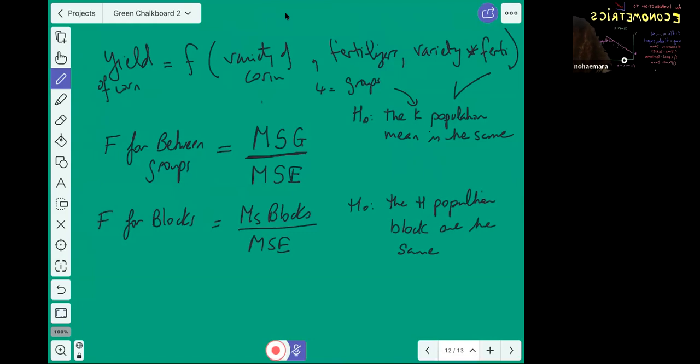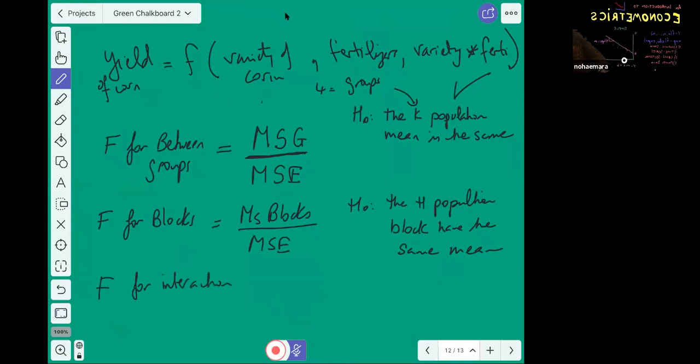Okay, so they are actually the same, or have the same mean. So you're trying to test this. And there is also a third one if I'm allowing for interaction. So the F for interaction, and I'm going to show you all the details on the slides.